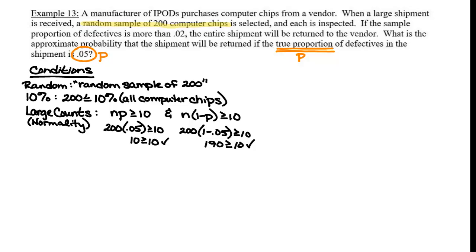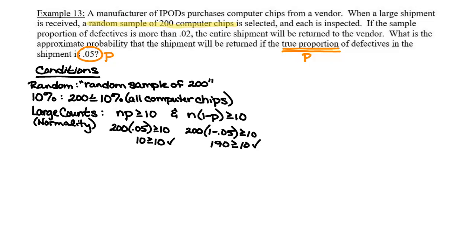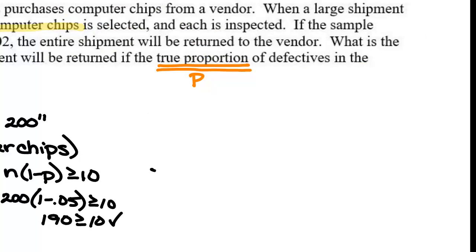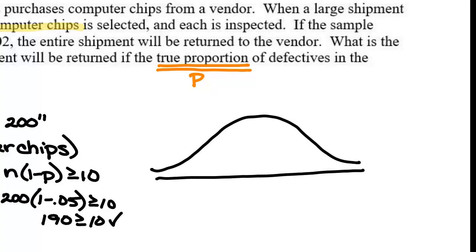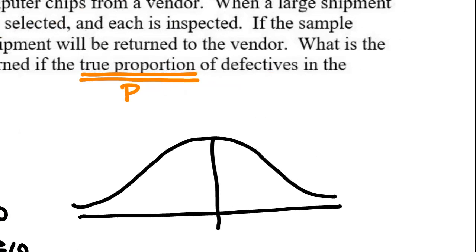We've been asked to determine the probability that the shipment is going to be returned. What did we determine about the shape of this distribution? Normal. So I can go ahead and draw a normal curve. Right down the center is my mean, but this is a mean for proportions.